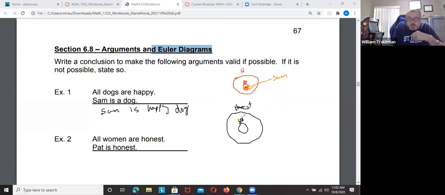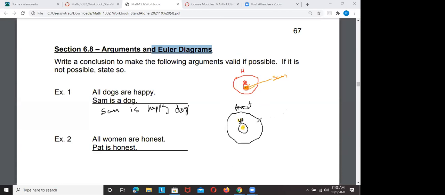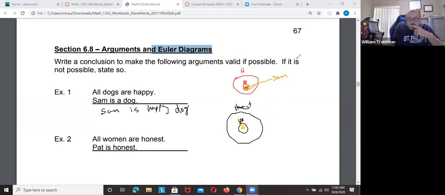This is women. Can I put Pat in here? And somebody saying, you could, but is Pat a woman? I mean, I can only put Pat in there if she's a woman. I don't know if Pat's a woman. Pat could be a man's name or a woman's name.